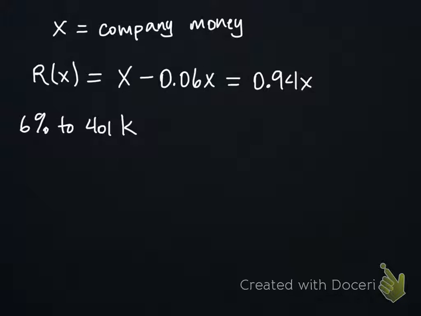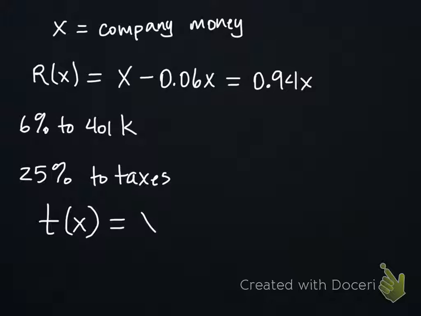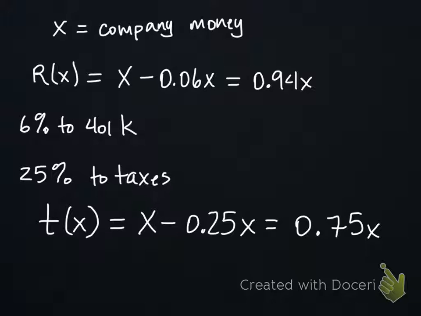Okay, well, that's the first step. But then you're going to take that and you're going to take your taxes out. Well, let's say 25% is going to taxes. So that means your T of X is going to be X minus 0.25 times your X. So this means that after taxes come out, you get 0.75 of whatever your X is. So those are your two equations. So let's go to the next page.